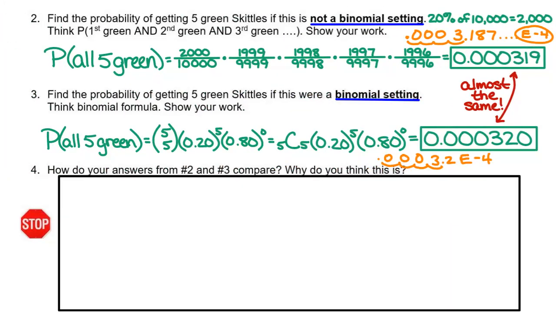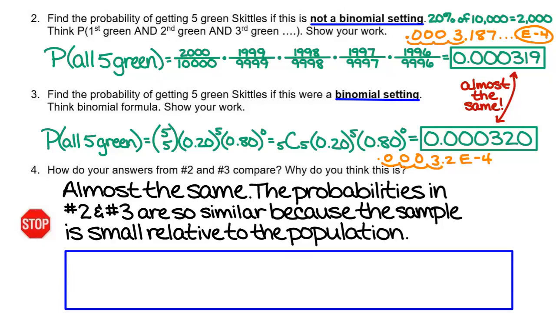So the answers here in number 2 and number 3 are almost the same. The probabilities in 2 and 3 are so similar because the sample is really small relative to the population. What's the population here? 10,000. And our sample size is 5.